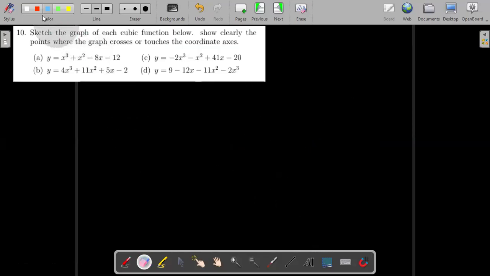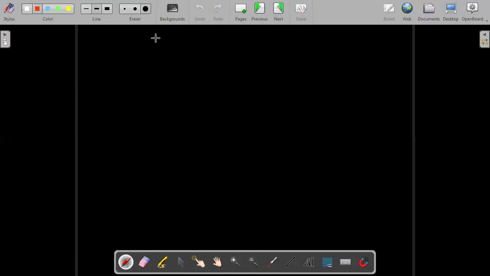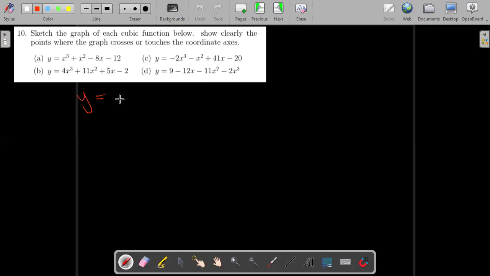So cubic functions are more involving when it comes to graphing than the normal quadratic functions or quadratic equations. So you have them being given like this. They tell you y is equal to x cubed plus x squared minus 8x minus 12.